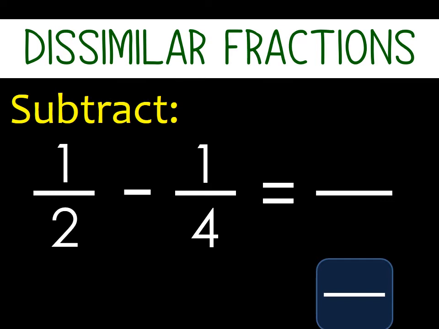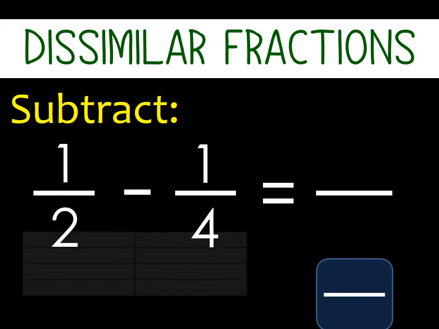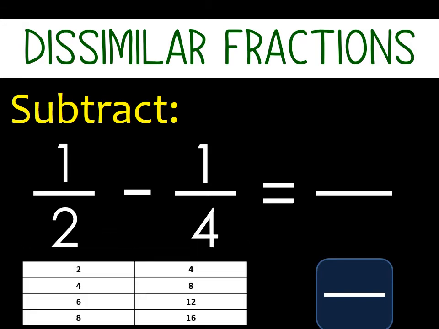So ano kaya yung LCD niya? 2 and 4. For 2 we have 2, 4, 6, 8. And for 4 we have 4, 8, 12, 16. So ang list nila dyan is 4. Kaya ang denominator natin is 4. So again, divide 4 by 2. We have 2 times 1 is 2. And 4 divided by 4 times 1 is 1. Kaya 2 minus 1 is equal to 1/4.